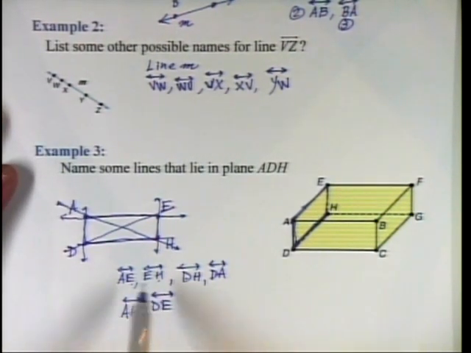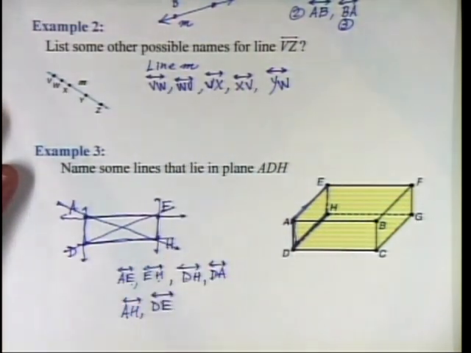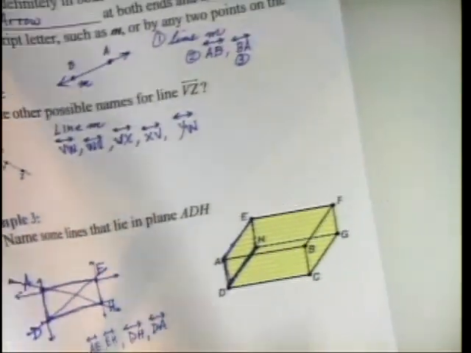But notice that these lines are all distinctly different than the lines up here that were all the same line, different names for the same line. Okay, let's move on to the next page.